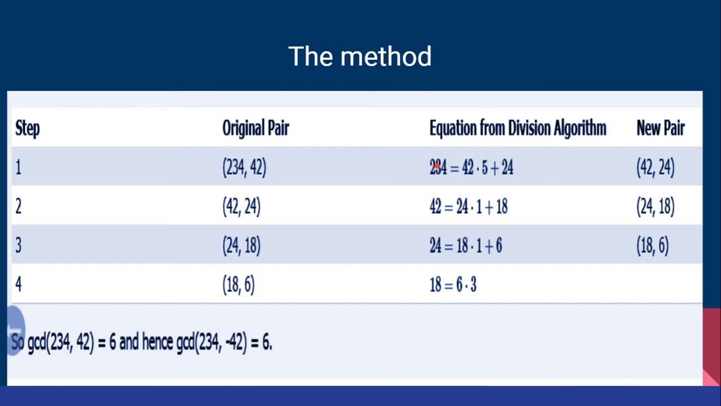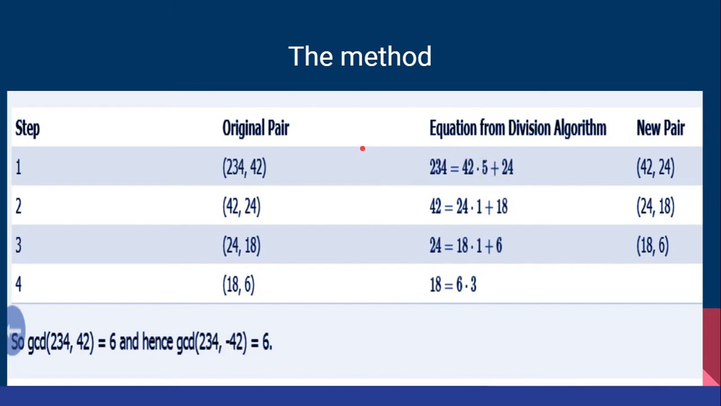So 234 is equal to 42 into 5, that is 42 times 5, plus 24. This is the quotient and this is the remainder. We have to write it in such a way that the first number is equal to the second number into the quotient, plus the remainder. So the dividend is equal to divisor into quotient plus remainder. This is the way you have to write the given number. This is the first step.